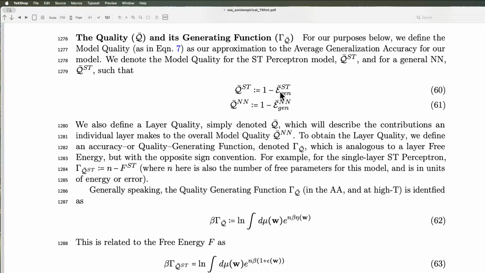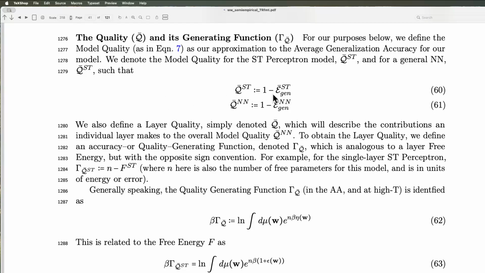So for the student-teacher model, it's 1 minus the error on the student-teacher. We talked about the student-teacher model earlier in the paper, so it's a little out of context here. But for our purposes, we would define the model quality as in equation 7, which is way back in the paper, as our approximation to the average generalization accuracy for our model. We denote the model quality for the student-teacher perceptron model as bar Q_ST, and for a general network as bar Q_NN. Oh, that should be an NN. 1279 should be an NN.